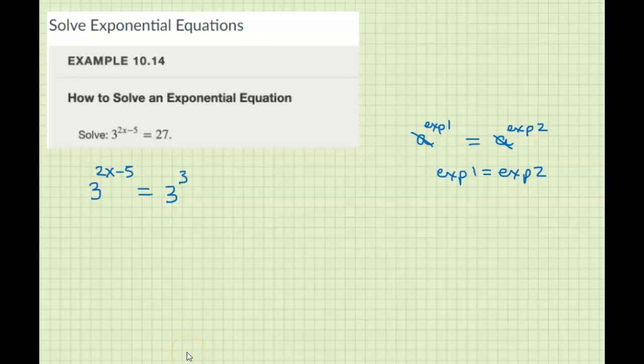Okay, so you try to write both sides so they have the same base. Once they do, they cross out, and we make an equation out of the exponent. 2x minus 5 is 3, 2x equals 8, so x equals 4. Right? So here's our solution.